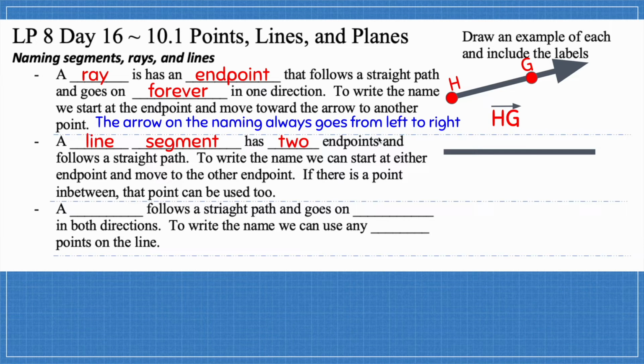A line segment has 2 endpoints and follows a straight path. To write the name, we can start at either endpoint and move to the other endpoint. If there is a point in between, that point can also be used. So it's any 2 points in the line. It doesn't need to be the endpoints. Here we have H and G, so there could be other points in the middle that we could use. With this one, it could be HG or GH. Either way, that would be a correct name for this one.